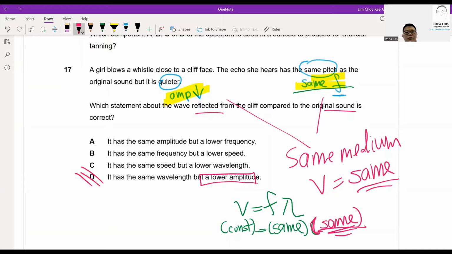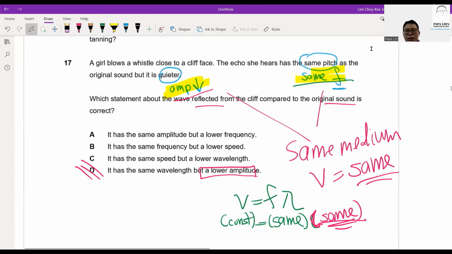So of course, if you look at MCQ, the moment you can narrow down the answer to be lower amplitude, which is only D, you straight away choose the answer. You don't need to work out the amplitude or the wavelength. You are very, very sure that the amplitude is lower, and you only have one option with lower amplitude, so that confirms it will be the answer.